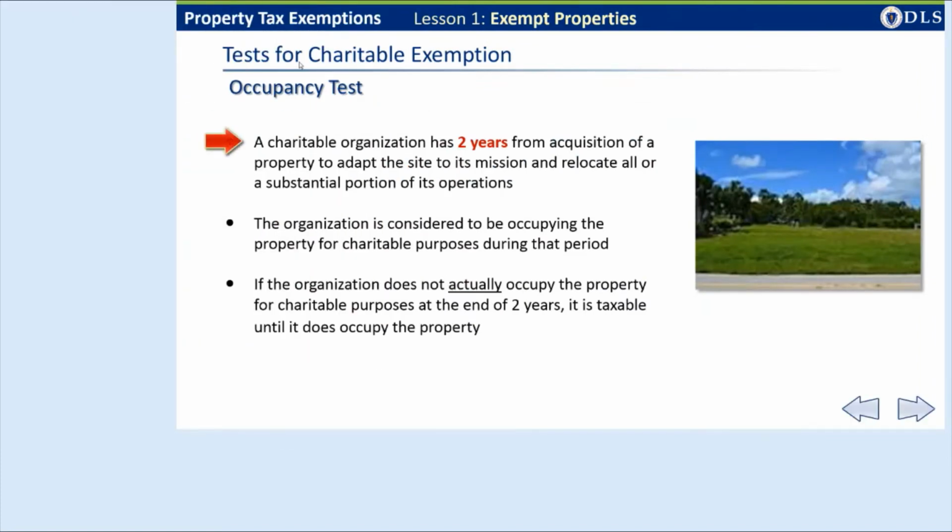If a charitable organization acquires property, it has 2 years from the acquisition to construct a facility or renovate the property and occupy it. The organization must have acquired the property with the intention to relocate all or a substantial portion of its operation there, and must continue to have that intent to relocate during the next 2 years. During the 2-year period, the organization is considered to be occupying the property. If the organization does not actually occupy and use the property for charitable purposes by the end of that period, however, it is taxable until the property is actually occupied.